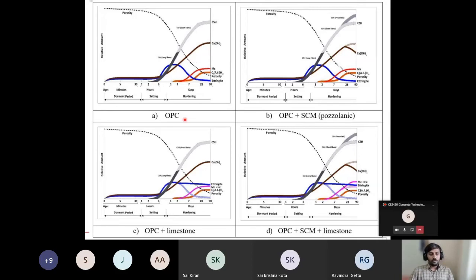So when you start moving from OPC to an OPC plus SCM system, what most of you are aware of is that the SCM will react with calcium hydroxide. So instead of the trajectory which is presented here, the calcium hydroxide will start reducing after some point in time.